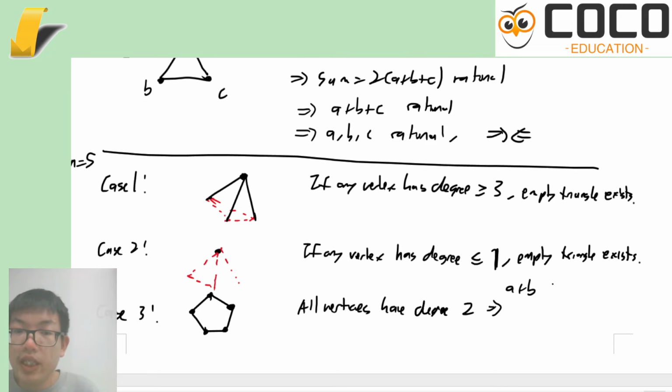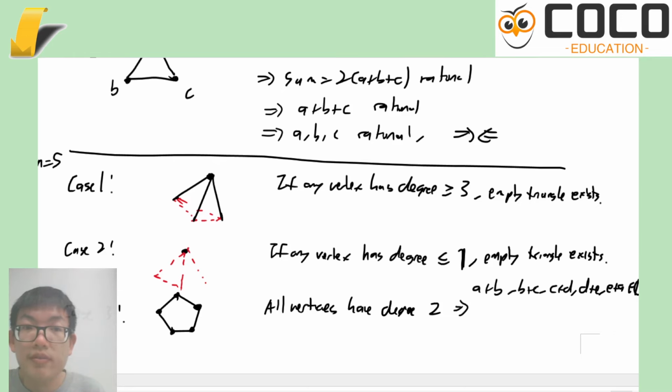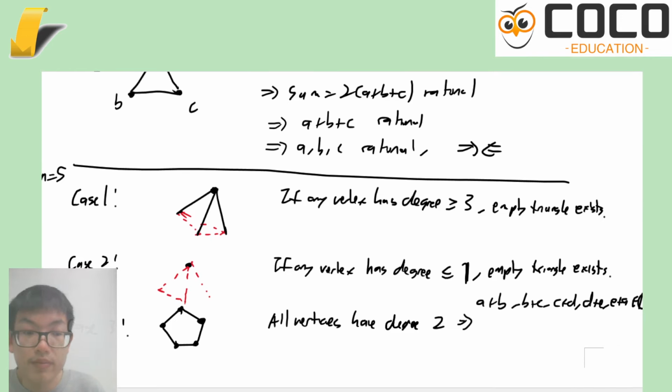So it becomes A plus B, B plus C, C plus D, D plus E, E plus A are rational. I think this is cutting off the screen a bit, so let me just adjust that a second. There we go.